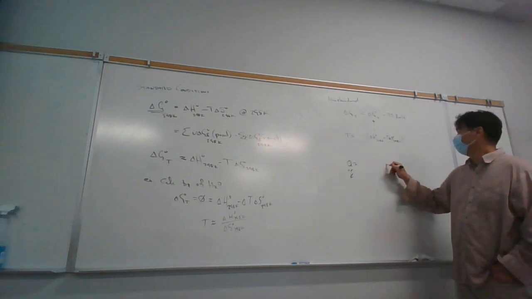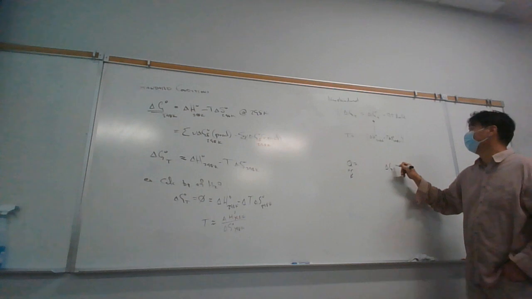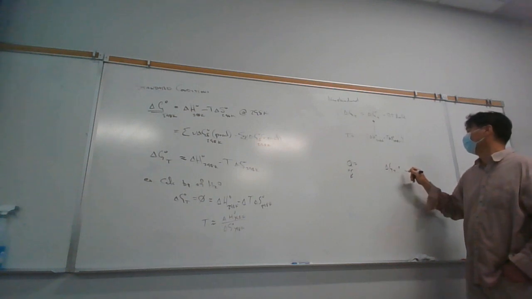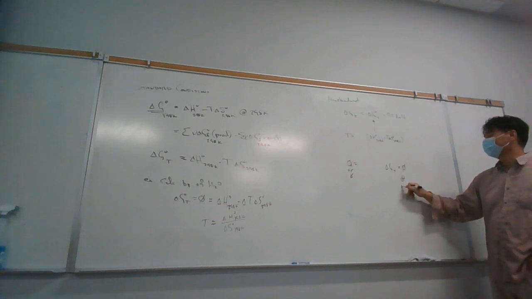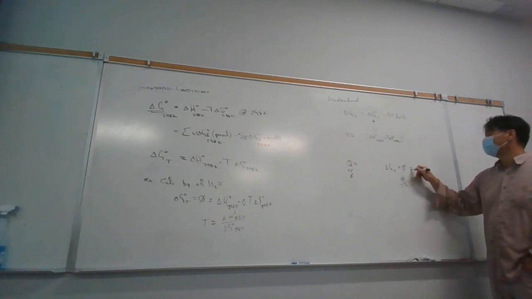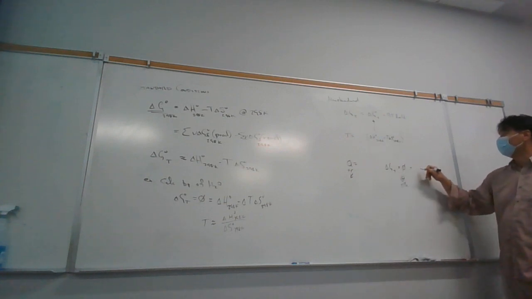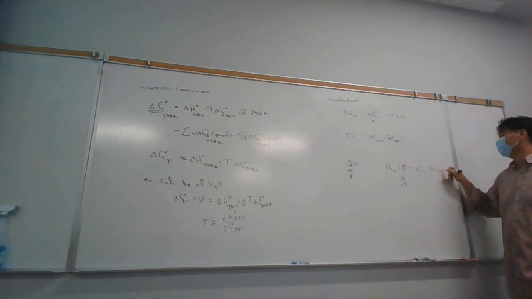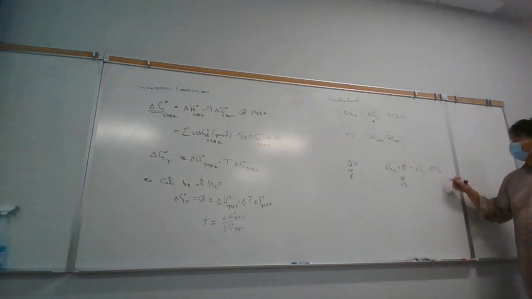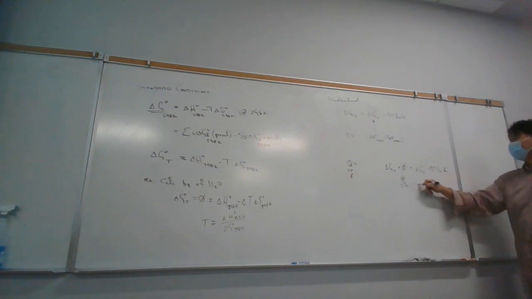So we have delta G at temperature T. We're going to set that equal to 0, which means we're at equilibrium. And this is going to equal delta G naught at temperature T plus RT ln Q. But now, if we're at equilibrium, we're going to change Q to K.